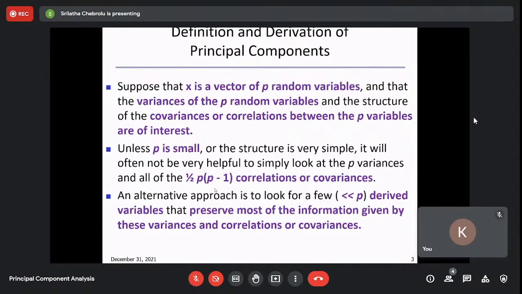Okay, so when we have p dimensions, p random variables, let us take a simple example, a simple data set. Let us take age as one dimension, salary as another dimension, and the student's education qualification as another dimension. So how many dimensions are there in this case? Three dimensions are there.